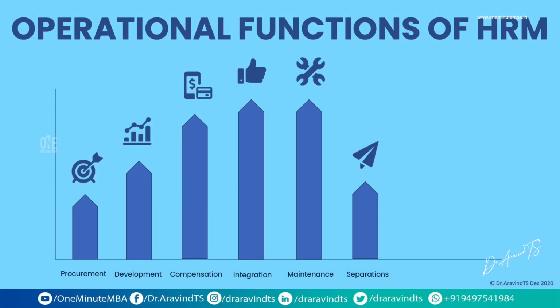Let us discuss the operational functions of human resource management as well. The first one is procurement. Planning, recruitment and selection, induction, and placement come under procurement. The second one is development. Training, development, career planning, and counseling are another operational function of human resource management. The third one is compensation. Fixing of wages and salary, determination, and administration are also part of the operational functions of human resource management.